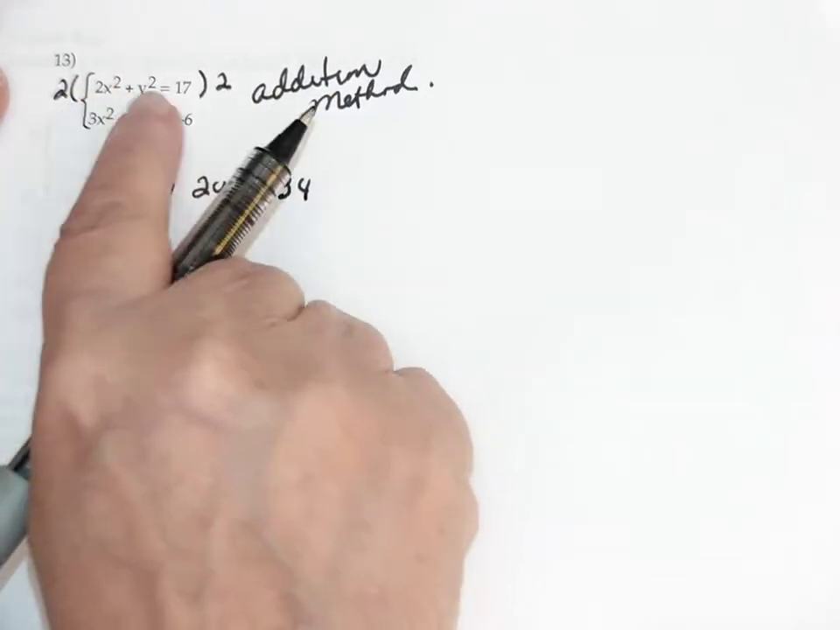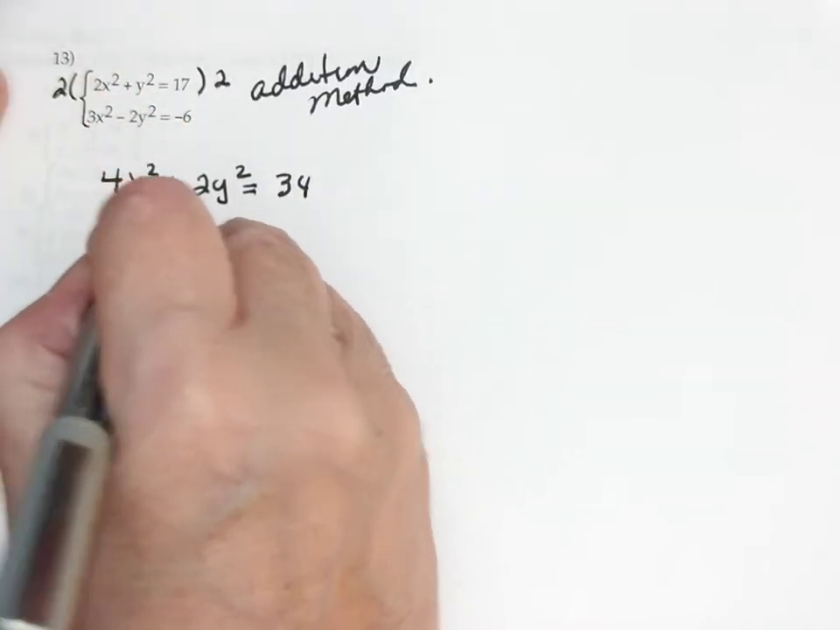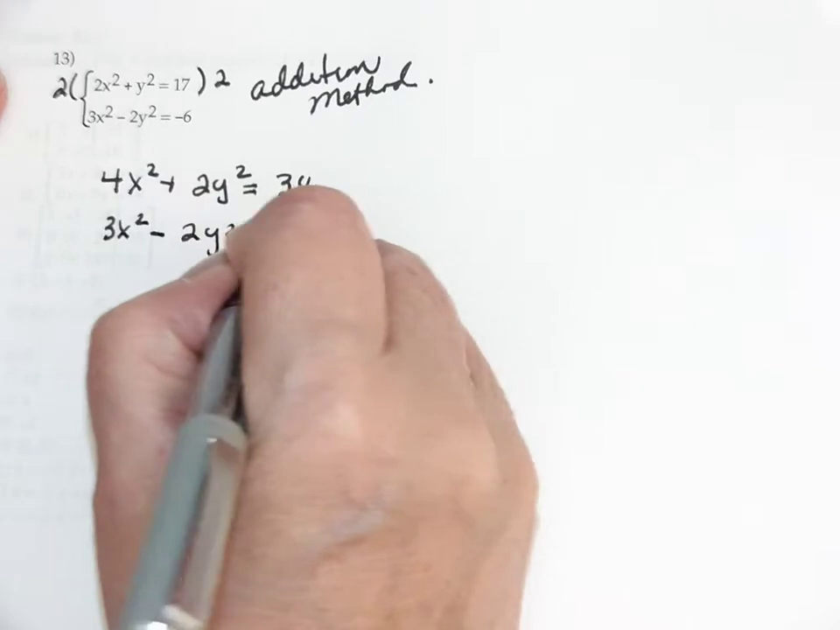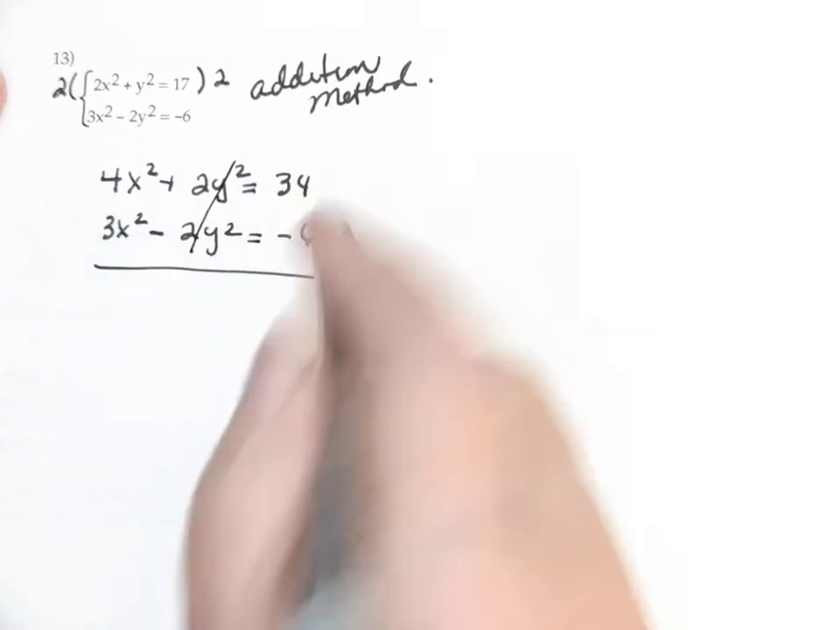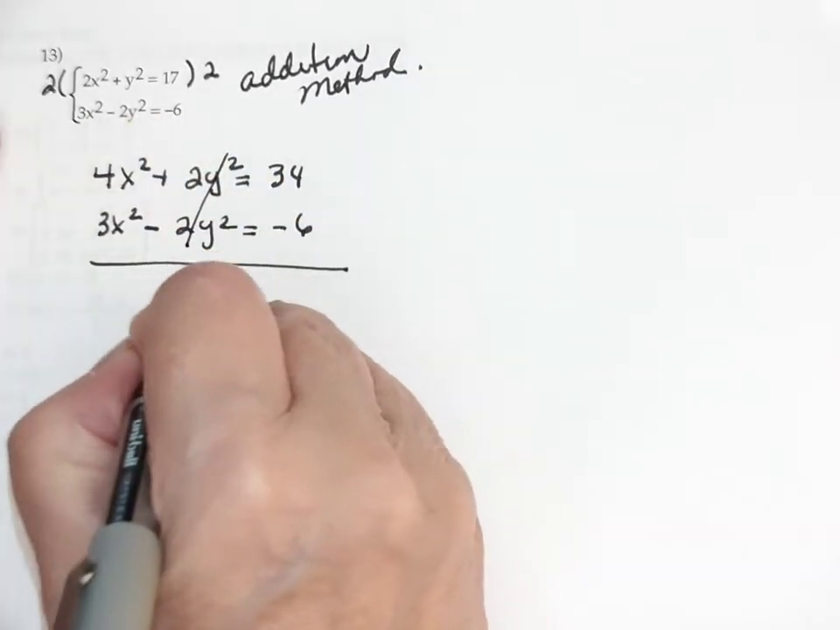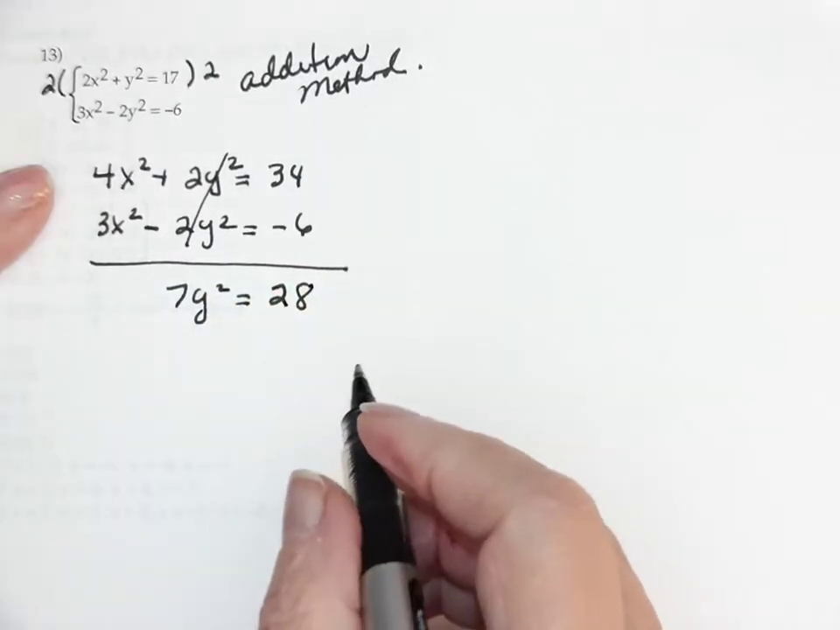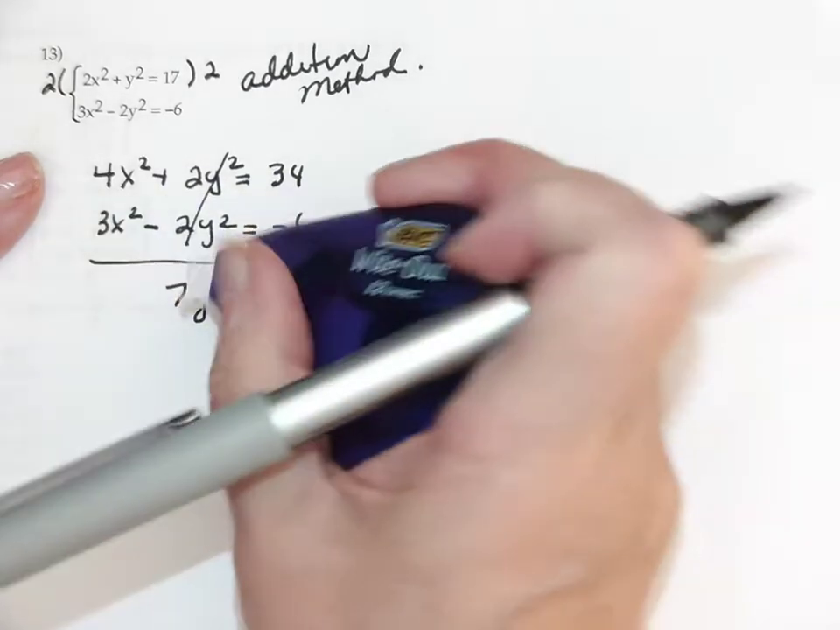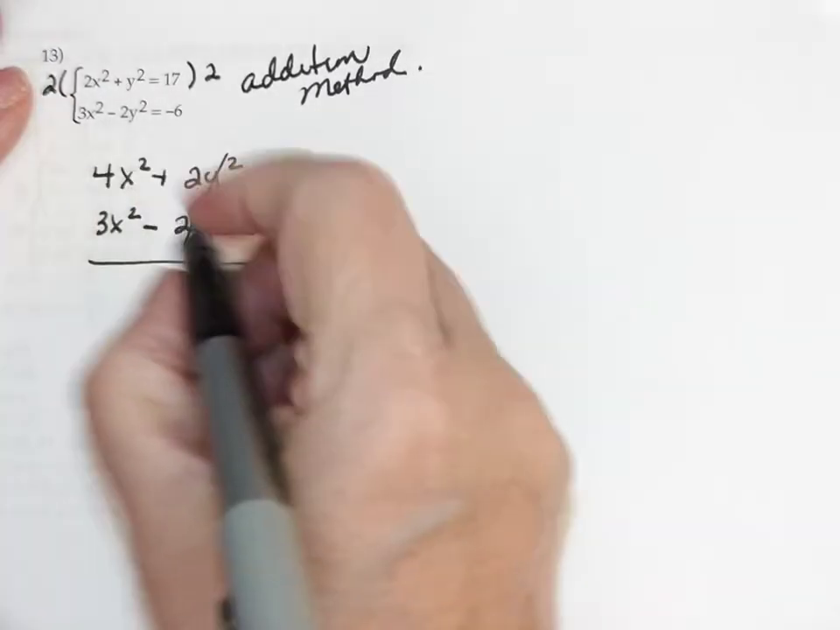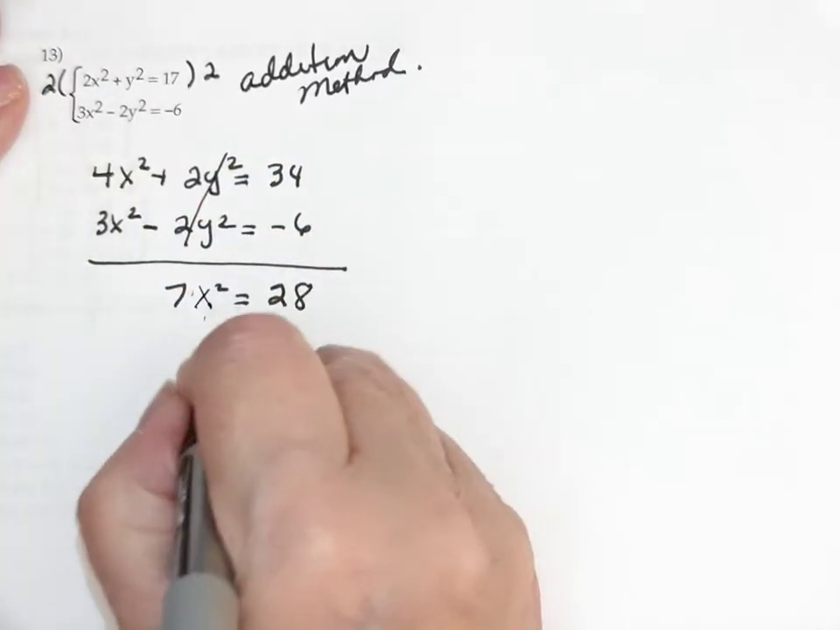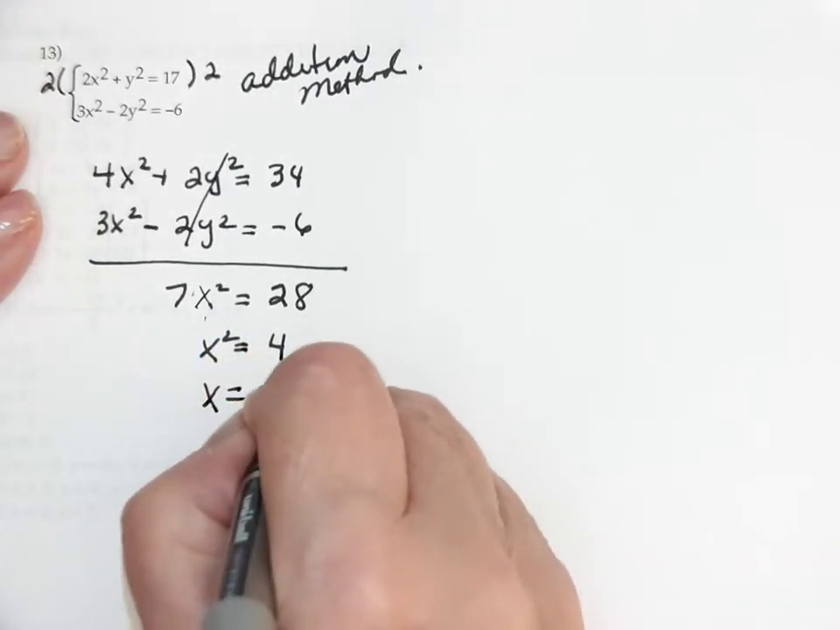So 2, 2, 2. 3x squared minus 2y squared equals negative 6. Y squareds drop. 7x squared equals 28. X squared equals 4. X equals plus or minus 2.